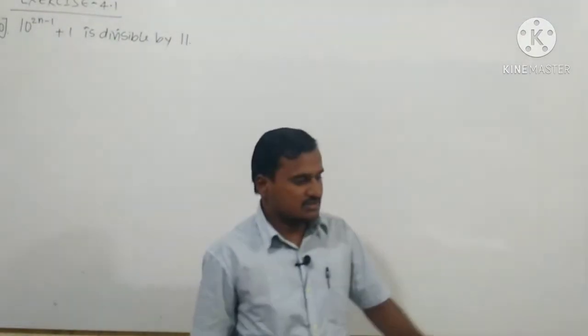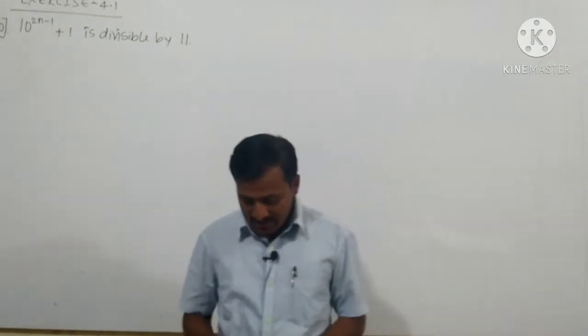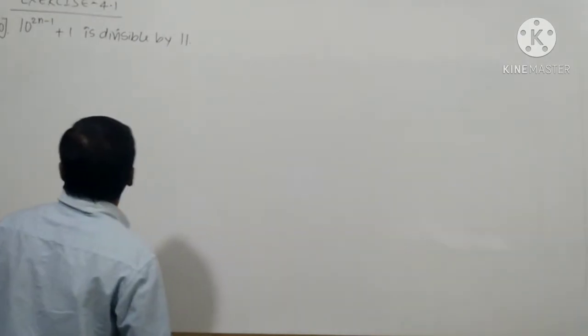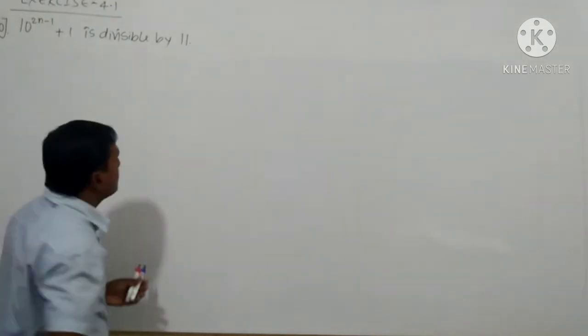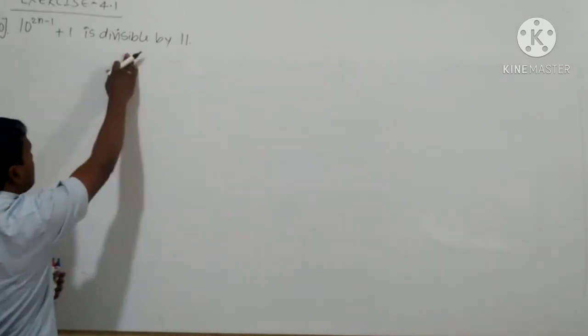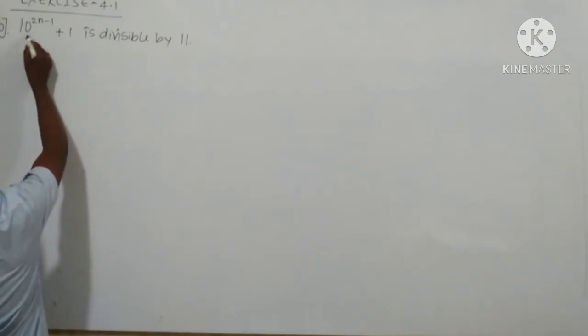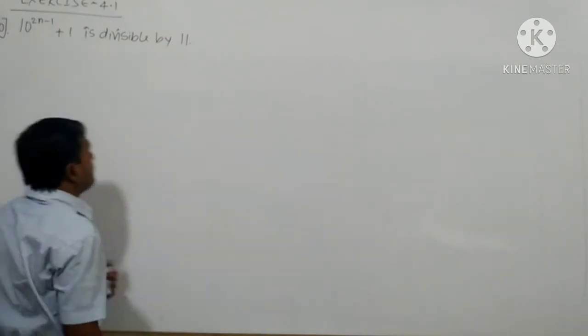In our previous class, we were discussing mathematical induction and solving exercise 4.1. In that, question number 20: we have to prove this by mathematical induction. So what have they given? 10 to the power 2n minus 1 plus 1 is divisible by 11.